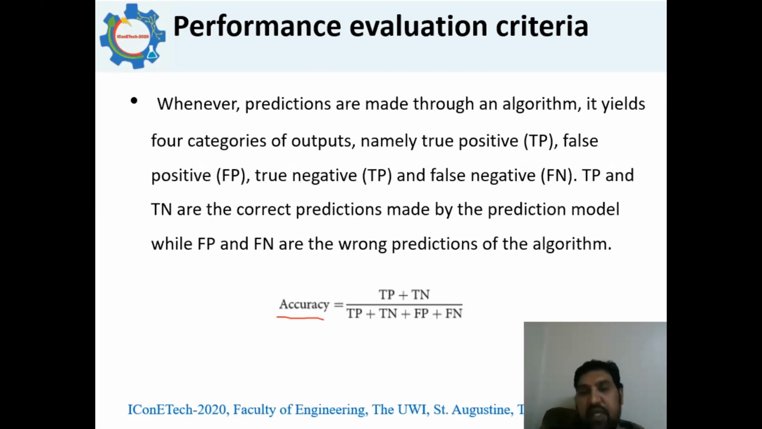Accuracy is equal to TP plus TN divided by TP plus TN plus FP plus FN. These are true positive, true negative, false positive and false negative. I calculated those values to find out the accuracy of my model.